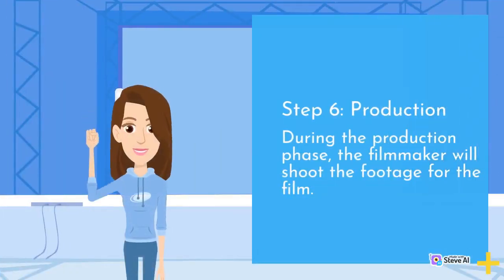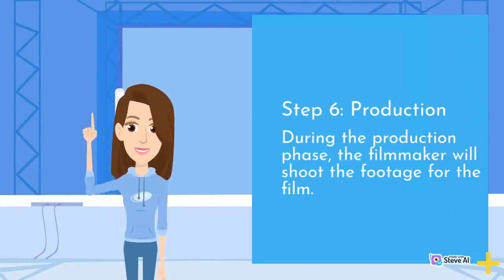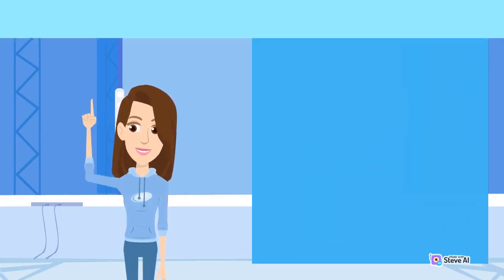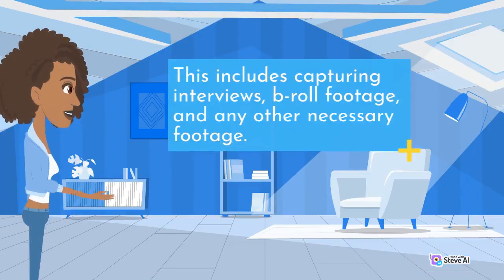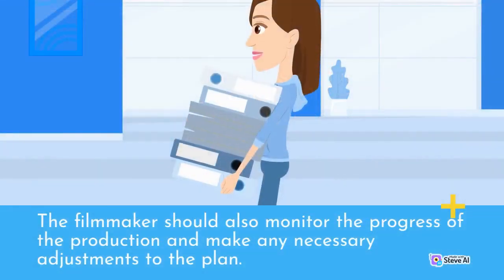Step 6. Production. During the production phase, the filmmaker will shoot the footage for the film. This includes capturing interviews, B-roll footage, and any other necessary footage. The filmmaker should also monitor the progress of the production and make any necessary adjustments to the plan.